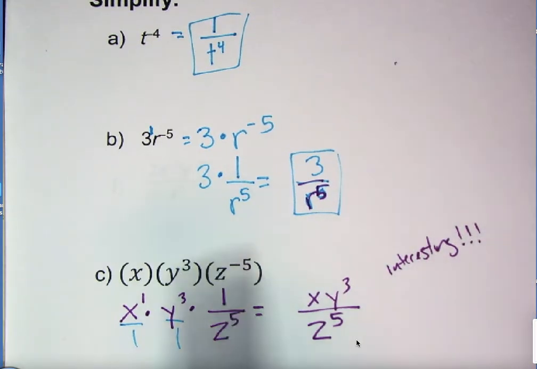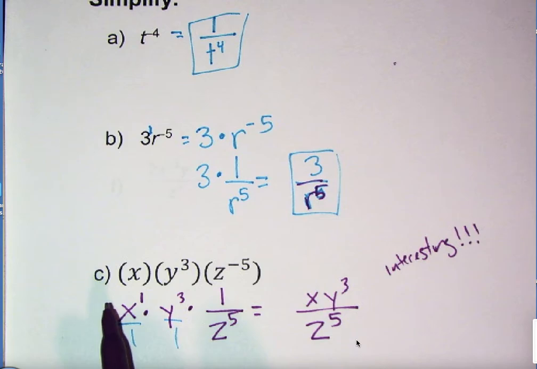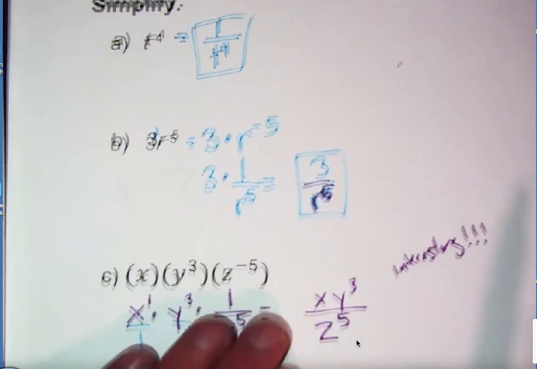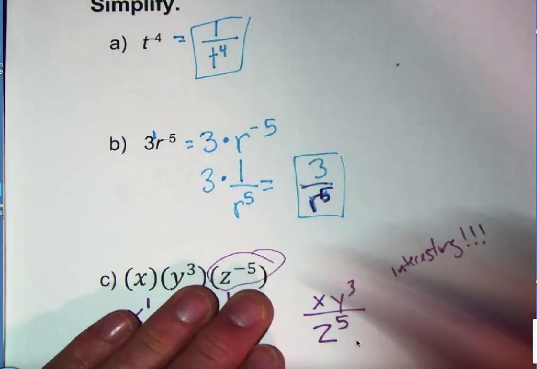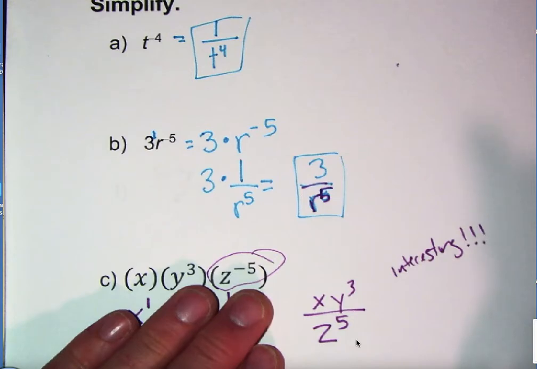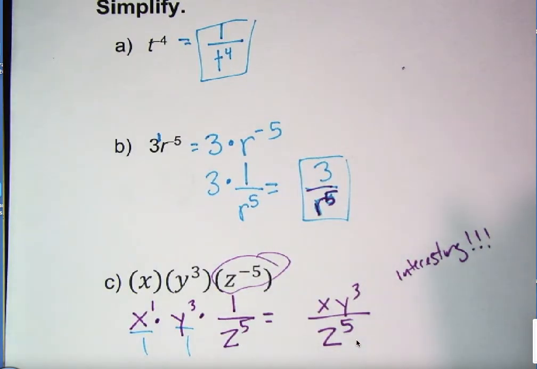What's interesting is notice that what got moved to the denominator? Well, the z's did, right? The x and y to the third stayed in the numerator, but it was the z's that moved to the denominator because of that negative exponent. Okay, and we're going to see that a lot, so I'm going to keep going with this one.